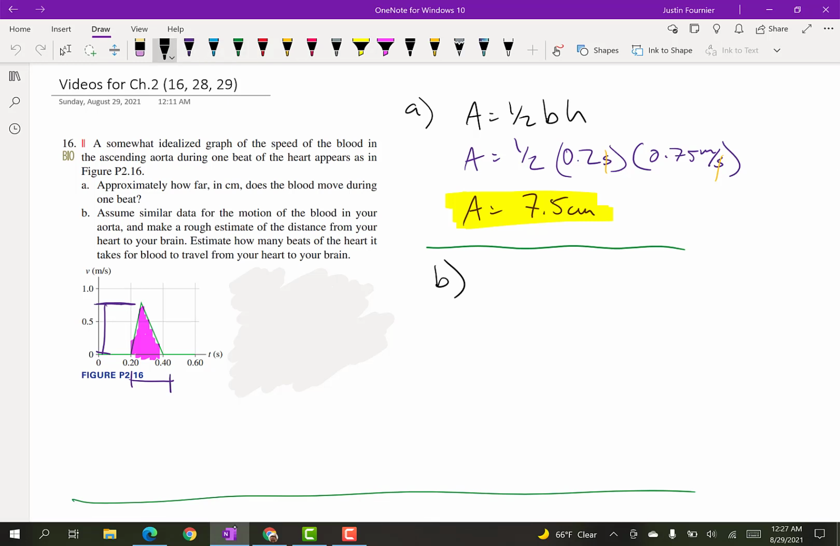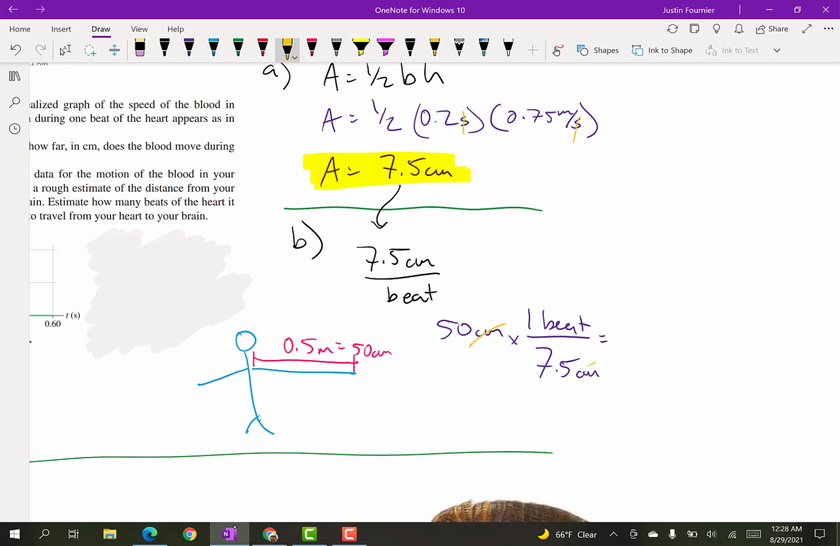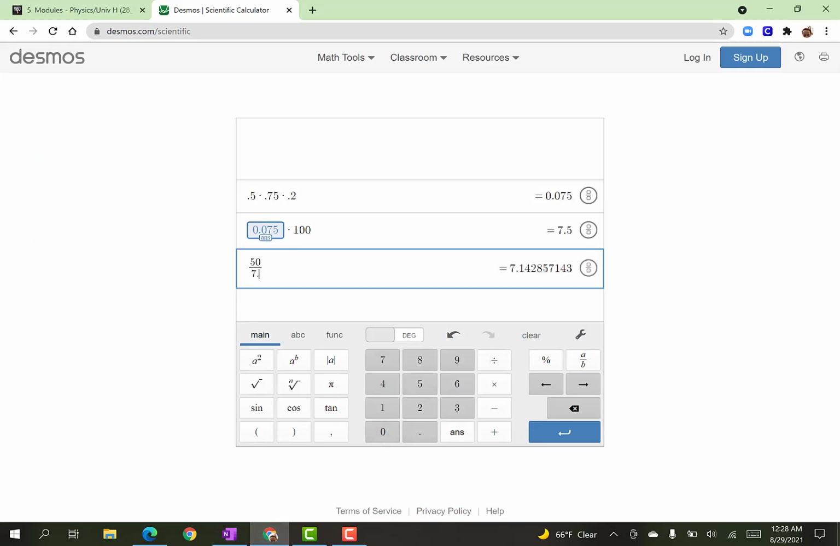So how many beats would that take? Well, in one beat, it's 7.5 centimeters per beat. So we're going to say this distance is about 0.5 meters. That's 50 centimeters. So if I have a 50 centimeter length, then I could do some unit conversion by putting 7.5 for one beat, and that'll tell me how many beats I will get here. So centimeters cancels out, and 50 divided by 7.5, I'm getting about 6 or 7 beats, so about 6 to 7 beats.